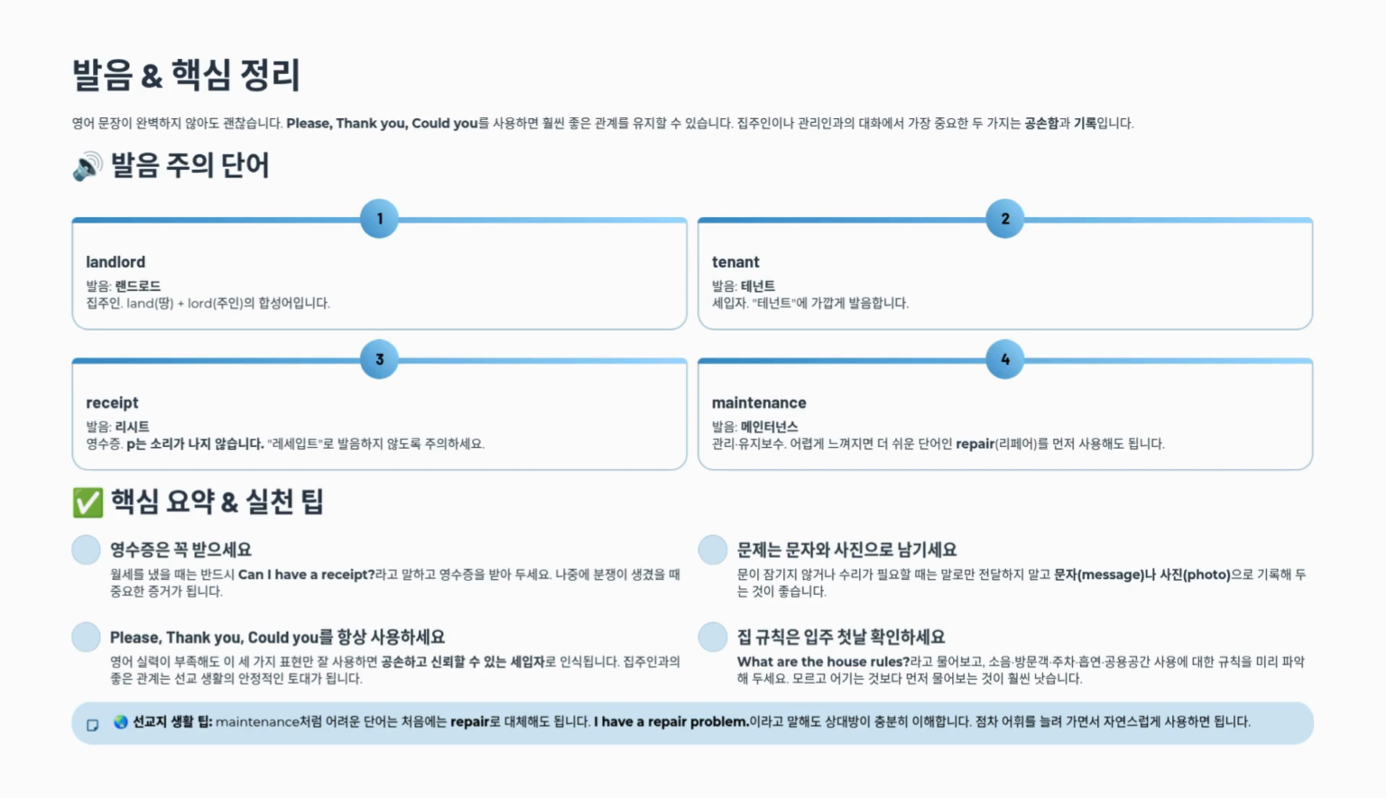Practice the difficult words: landlord, tenant, receipt, and maintenance. The P in receipt is silent, so pronounce it like "receit." If maintenance feels difficult, use the easier word "repair." I have a repair problem, or, the door needs repair. A polite tone and clear written evidence can prevent disputes and support a stable living environment.